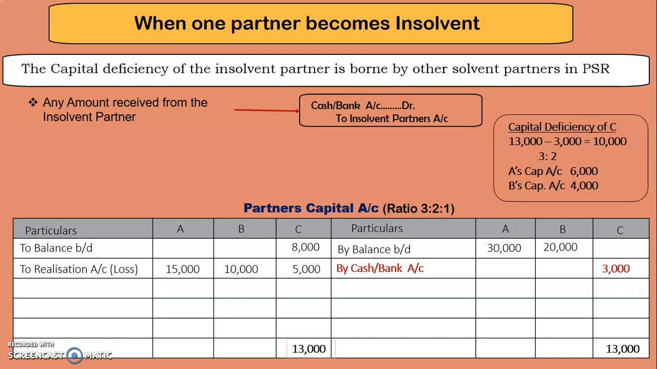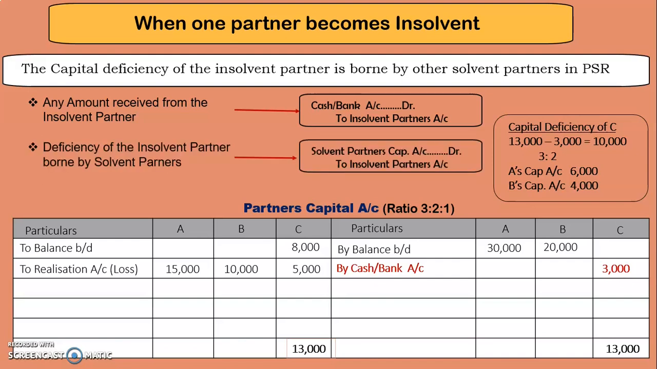Now this 10,000 will be borne by partners A and B in the ratio of 3:2. So when you distribute 10,000 in the ratio of 3:2, A will have to contribute 6,000 towards C's capital deficiency and B will have to contribute 4,000. So to pass this entry, the solvent partners' capital accounts will be debited, that is partners A and B, and the insolvent partner's capital account will be credited.